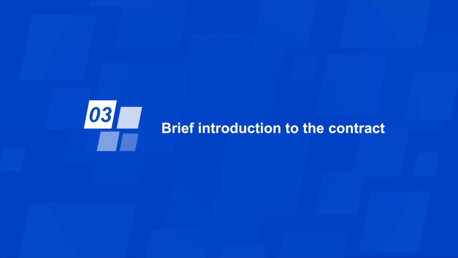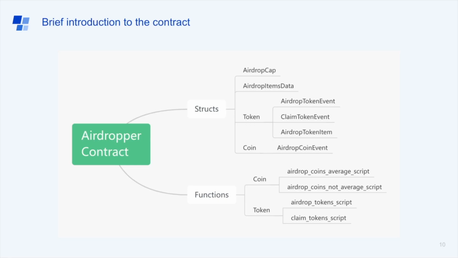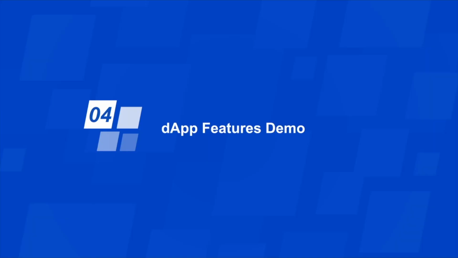Okay, let me give a brief introduction to the contract. In the structs, we record the Airdropper behaviors by events, and the events can be shown by the dApp. In the functions, we can airdrop coins to an account list, evenly or not evenly, and airdrop NFTs to the account list. Next, there will be a short demo video.